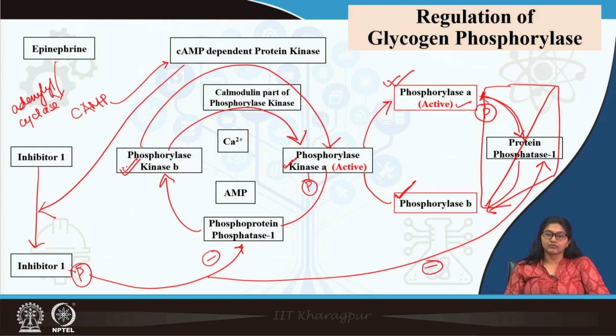Now, another important molecule is glucose 6-phosphate. Glucose 6-phosphate acts as an allosteric inhibitor. It inhibits phosphorylase kinase.